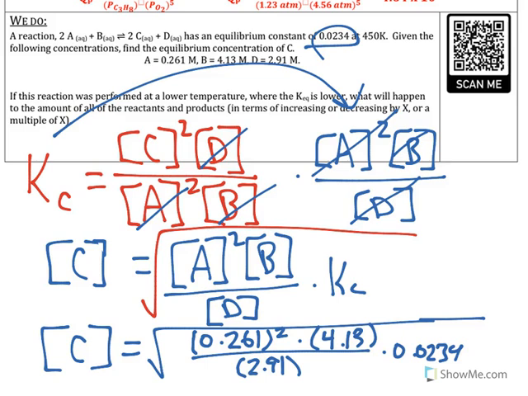But more importantly is realizing what you've done. You've solved for an unknown equilibrium concentration. Whatever this value equals is the concentration of C at equilibrium, which is an important skill as we try to progress through this unit.